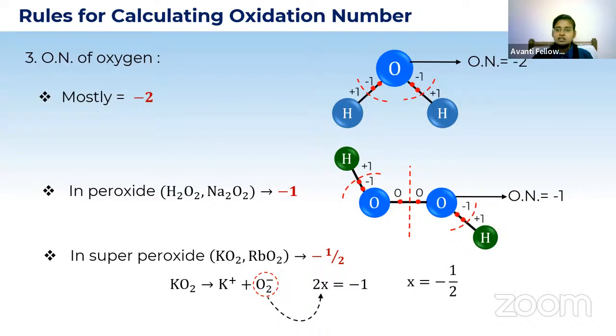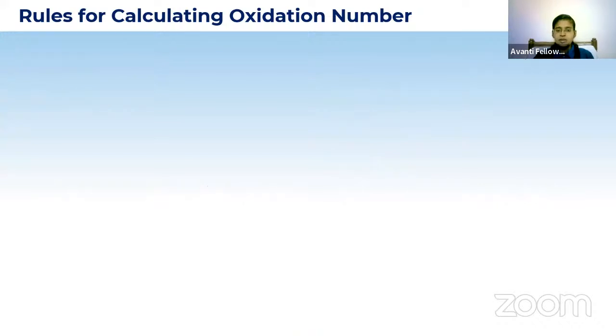Any doubt? Shall we go for the next slide? So mostly oxygen takes minus 2. In peroxide it takes minus 1, and in superoxide it is minus 1 by 2. Coming to the next exceptional case, it is for oxyfluoro compounds. The third exceptional case for oxygen is for oxyfluoro compounds.